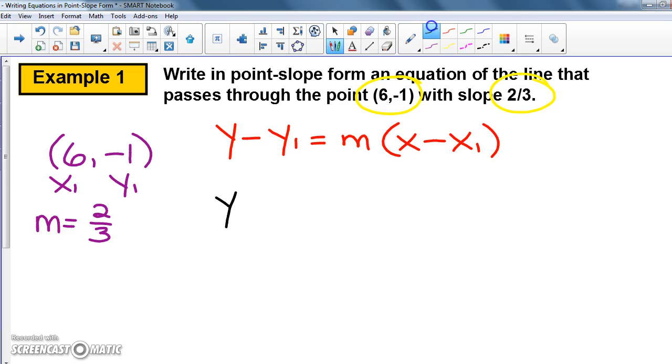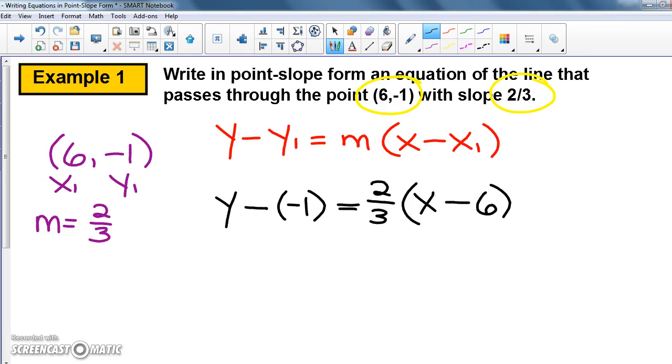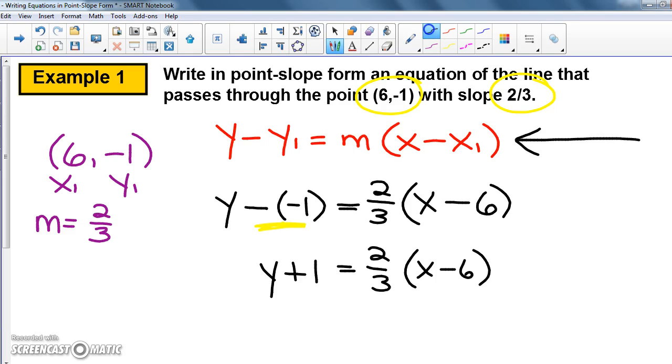y stays the same, minus y1. Now notice y1 is a negative. This is actually -1. Okay, just like the y2 minus y1 thing, don't lose the subtraction sign. Equals my slope, that's 2/3, parentheses, x stays the same, minus x1 is 6. And the last thing to do is fix this, because this looks a little crazy, so I'm going to go ahead and simplify that. And that becomes plus, right, equals this. That's my answer. So you can see I didn't really do any math, I just took the information in the example and put the numbers in my point-slope formula.